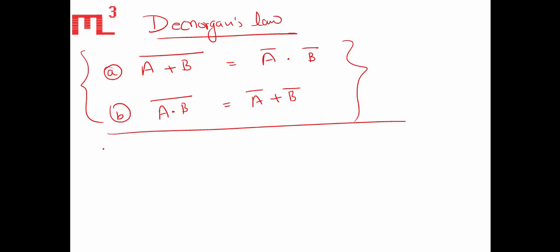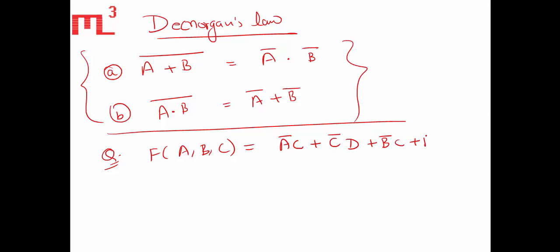Okay. Now I'm going to give you some questions. Let's try with a question first. Suppose we have f of a b c equals a bar c plus c bar d plus b bar c plus ab, and we want to simplify this expression. So how will we perform this? We want to simplify this.